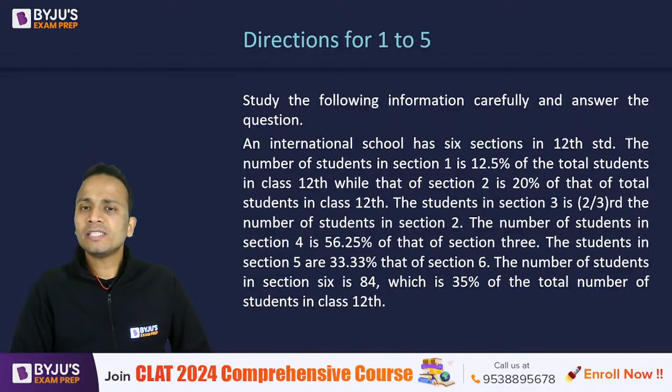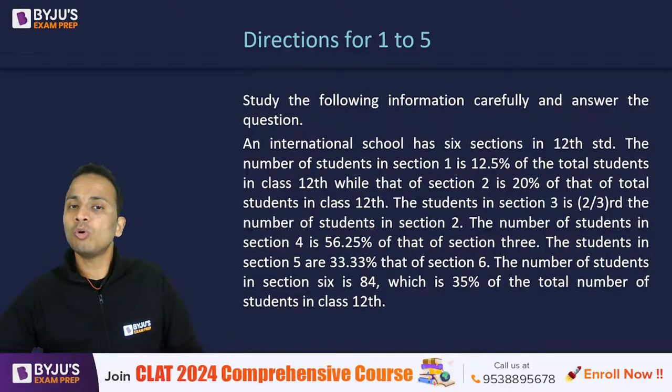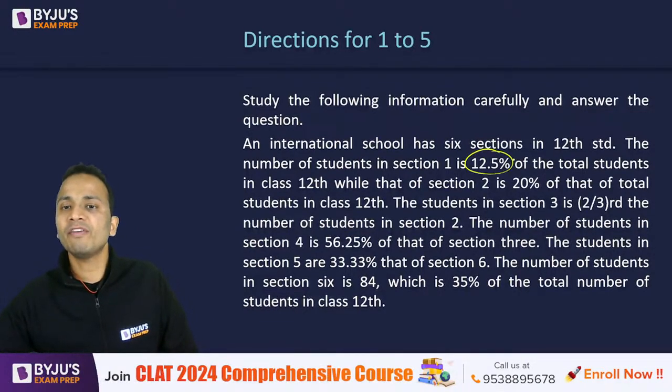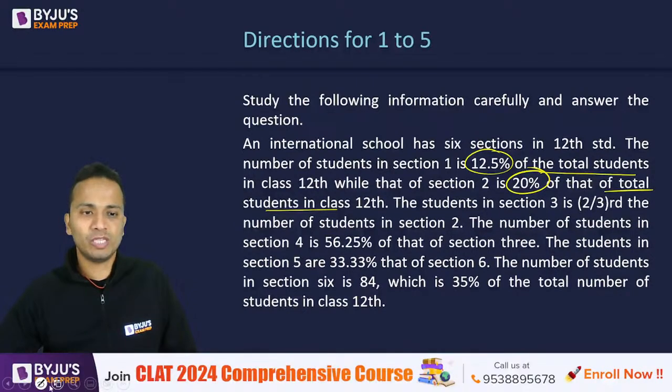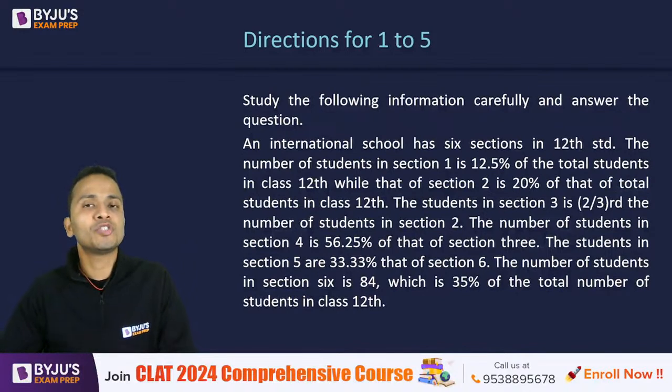The number of students in section 1 is 12.5 percentage of the total students in the class 12, while that of section 2 is 20% of the total students in class 12. So be careful about the base. So this 12.5 percentage is of the total number of students. So 12.5 of the total number of students, also 20% of the total number of students in class 12. All right. So be careful about the base when you are doing calculations for percentages.